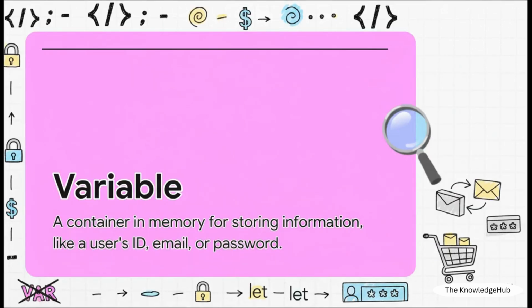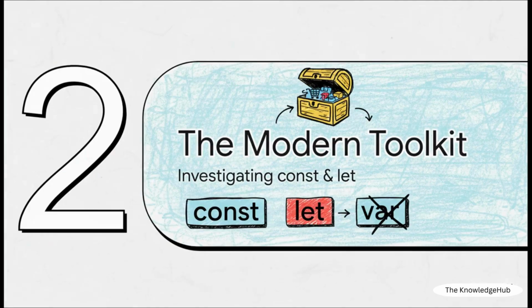And that, my friends, is exactly what a variable is. Honestly, just think of it like a labeled box. It's a container in your computer's memory that you can put a piece of information into. Whether it's a user's ID, their email, their city, the variable is the box that holds it for us. Now, in the world of modern JavaScript, we've got 2 main tools for creating these boxes. So let's do a little investigating. Let's look at const and let and figure out exactly how, and more importantly, when you should use each one.